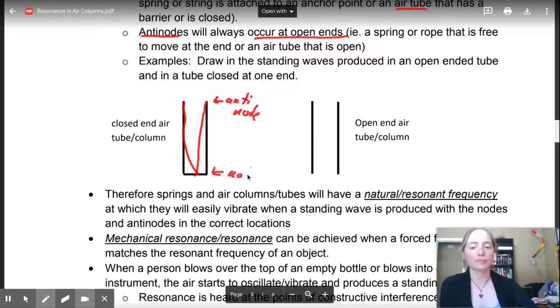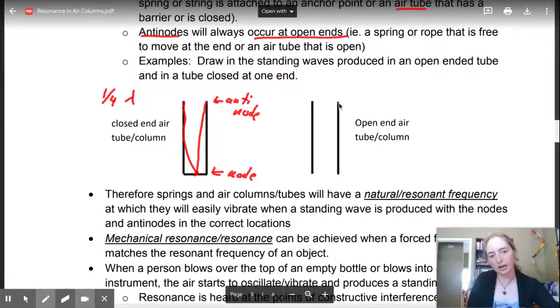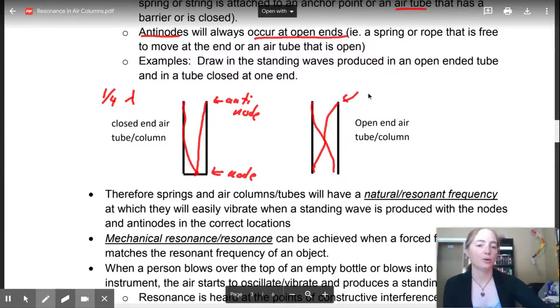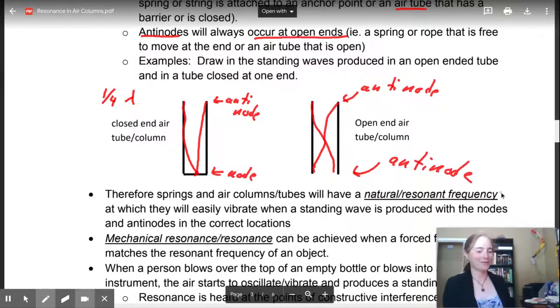That is your node. Now remember, what's the distance between one node and the next antinode? A quarter of the wavelength. All right. So on an open air column, it's going to look kind of like that, okay? Because we have to go from an antinode to an antinode. All right? Okay.